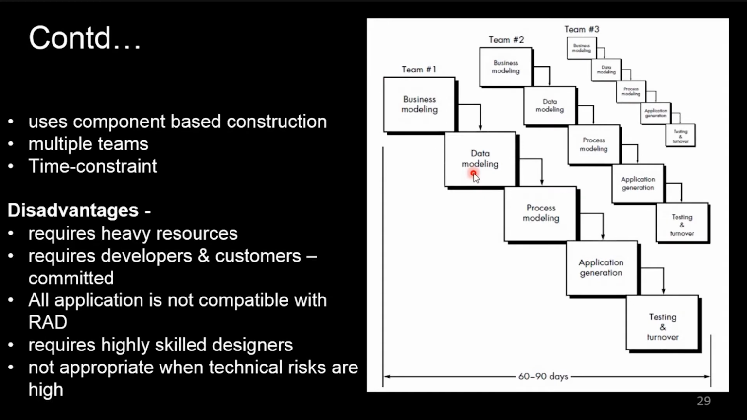So we can say that the RAD model uses multiple teams on a scalable project, and it demands a scalable scope. For example, if there is some business application that you need to develop, but you have a time constraint, like you have to develop it within a concise time span, say only 60 to 90 days, then you can go for this RAD model.